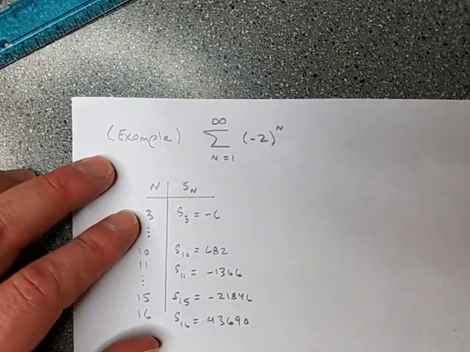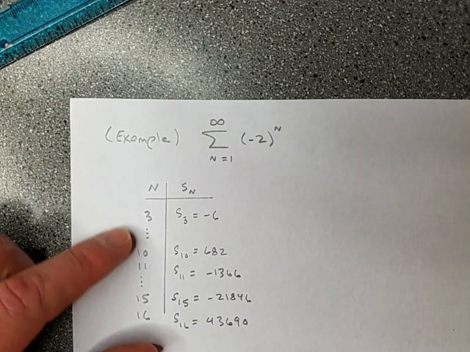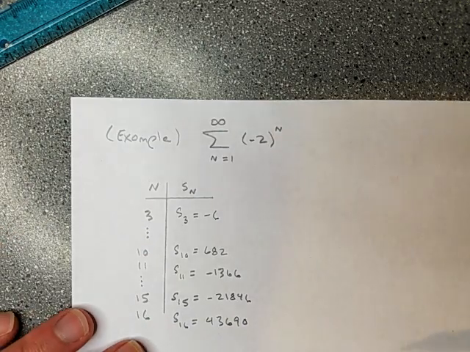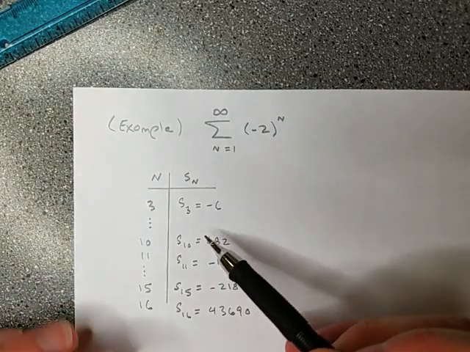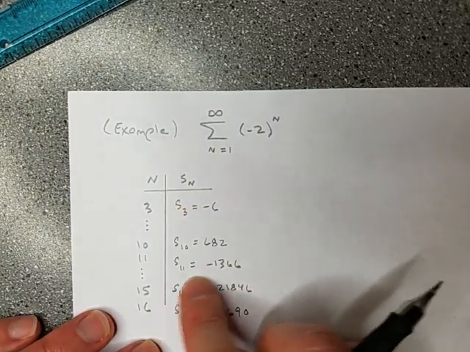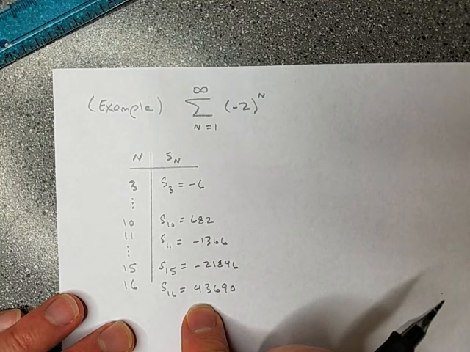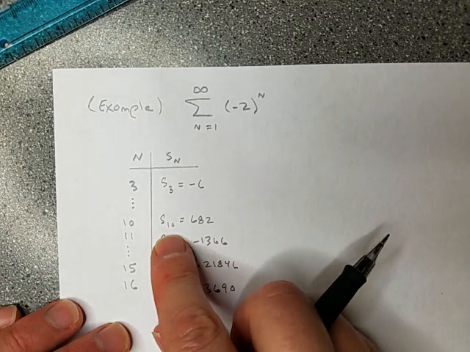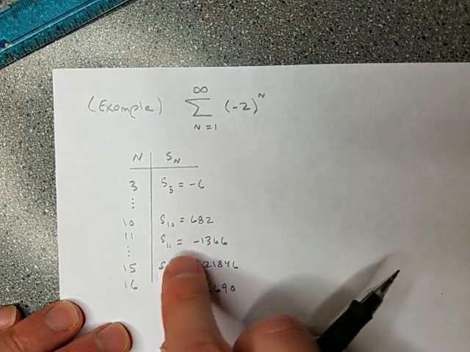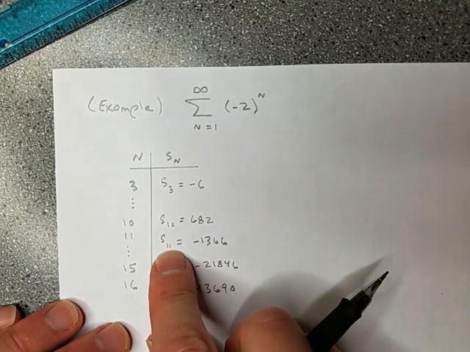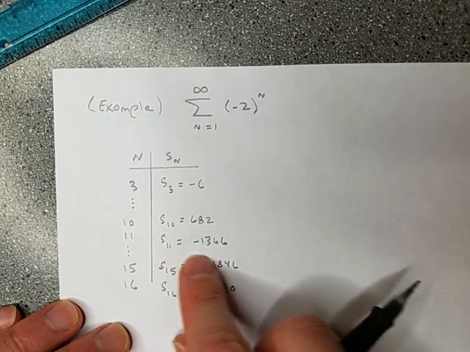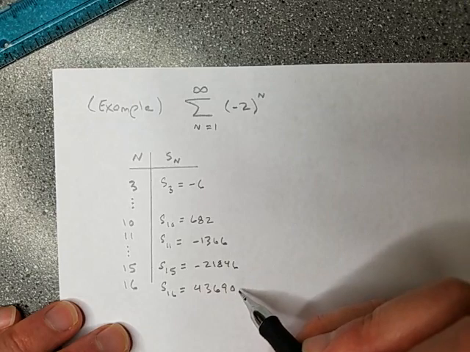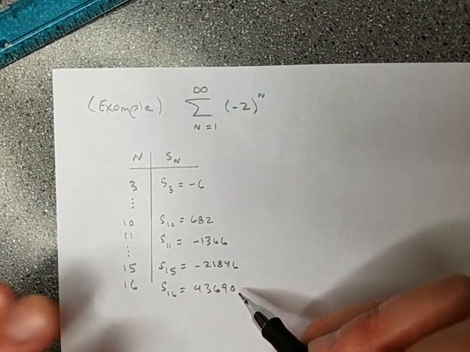What about this one? The partial sums, they're just wild. They're all over the place, okay? Now, I would say that this one is not like the others. It doesn't look like the more terms I add, the closer I get to something. I add the first 3, I get negative 6. I add the first 10 terms, I get 682. But then I add one more term, the sum of the first 11 terms, negative 1,366. It does not look like the more terms I add, the closer I get to something.